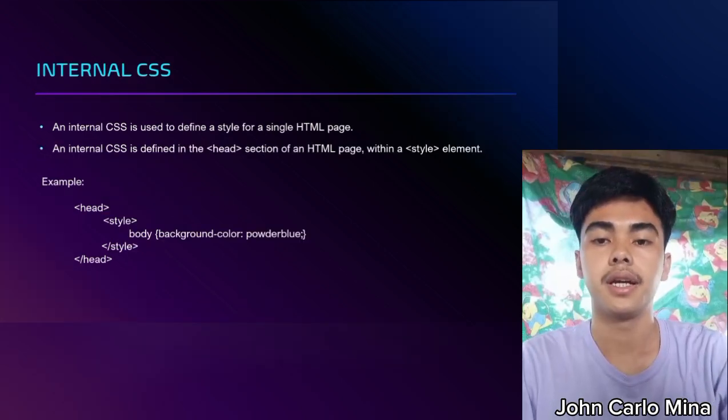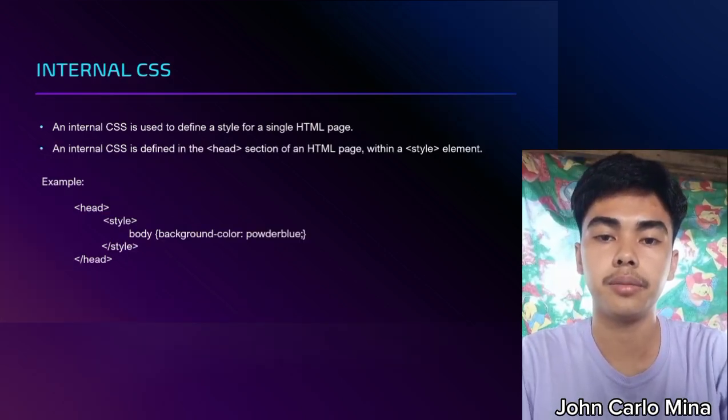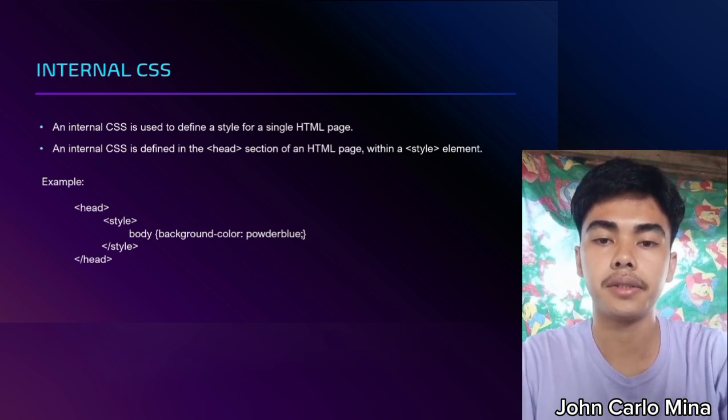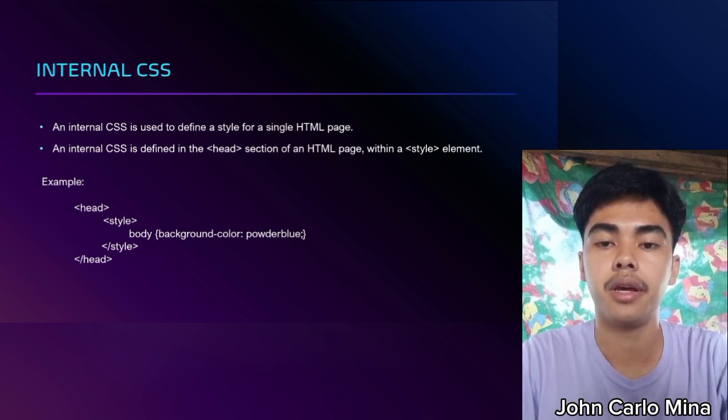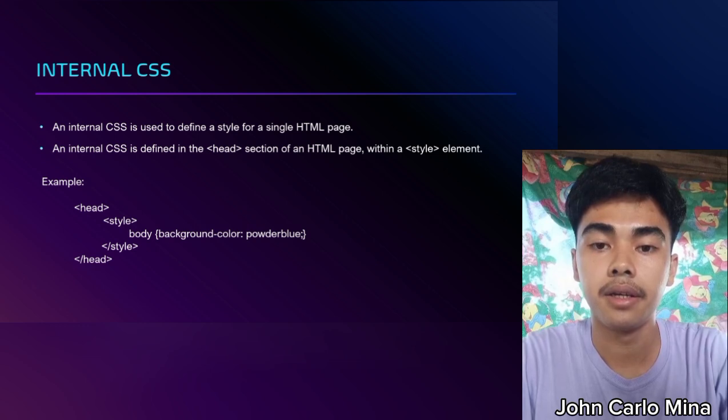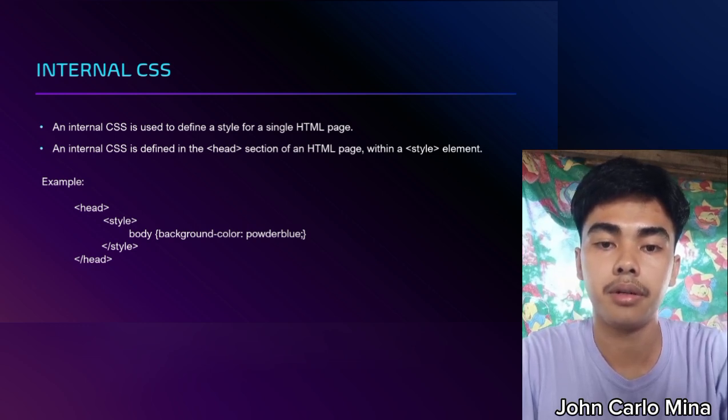Internal CSS. An internal CSS is used to define a style for a single HTML page. An internal CSS is defined in the head section of an HTML page within a style element. Example: head, style, body, background color powder blue, style, head.